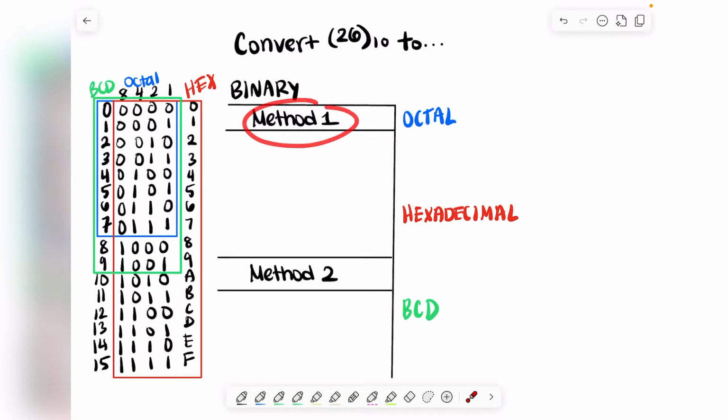So for the first method, when going from decimal to binary, look at the word binary. It has bi in it. Bi means 2. That should remind you, oh, I'm just going to divide by 2. What are you going to divide by 2? The only number that they give you. That's 26. So you're going to take 26 divided by 2.